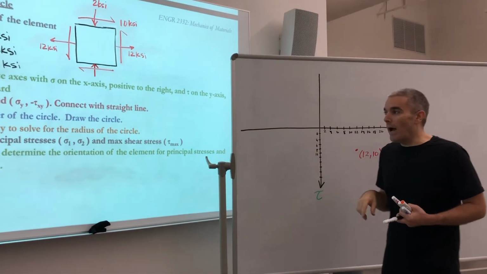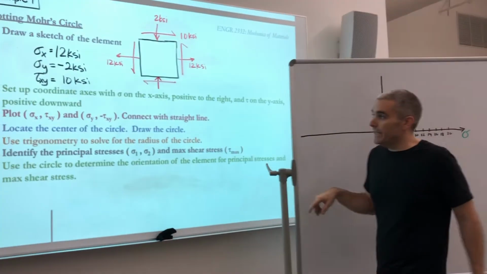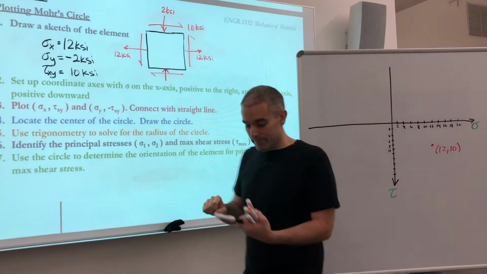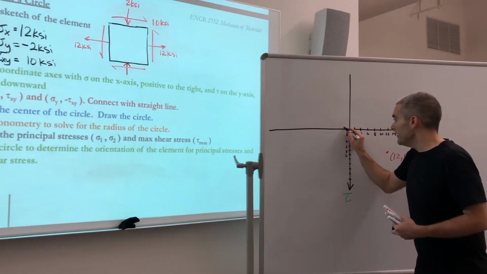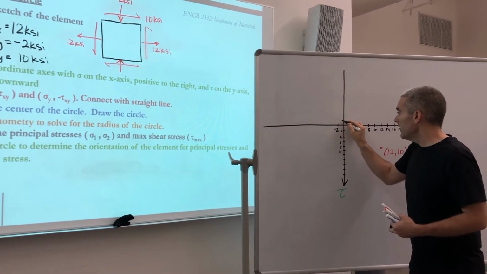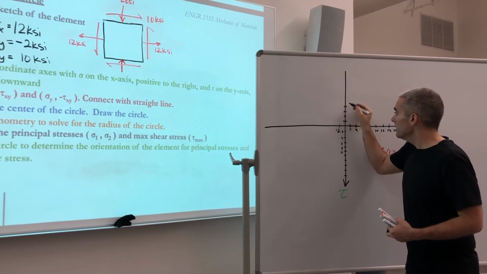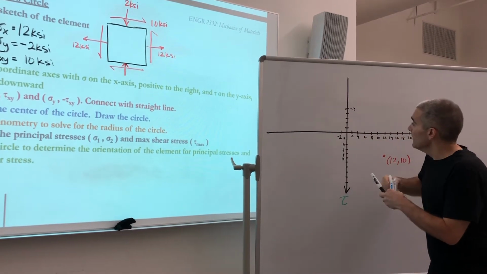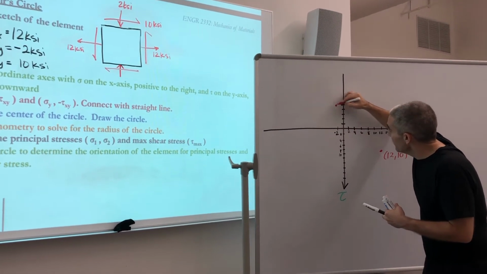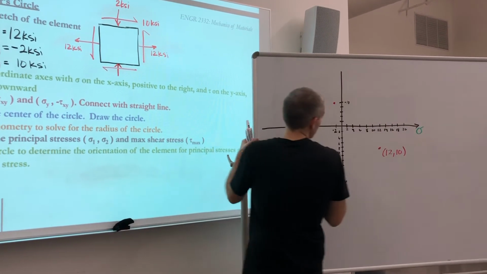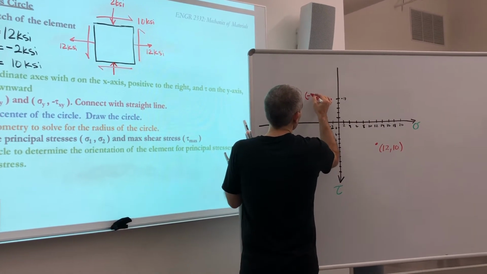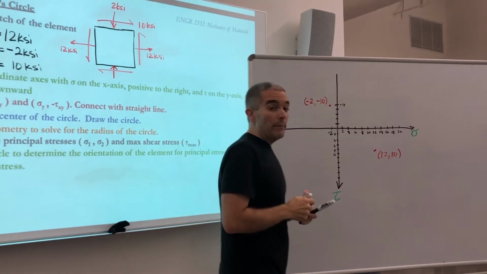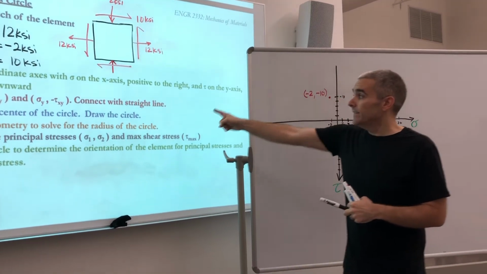Next, I need to plot sigma y, minus tau xy. So that's going to be negative 2, negative 10. I need to come into negative 2, and then negative 10. That'll give me a point right up here. Then we connect the two with a straight line.